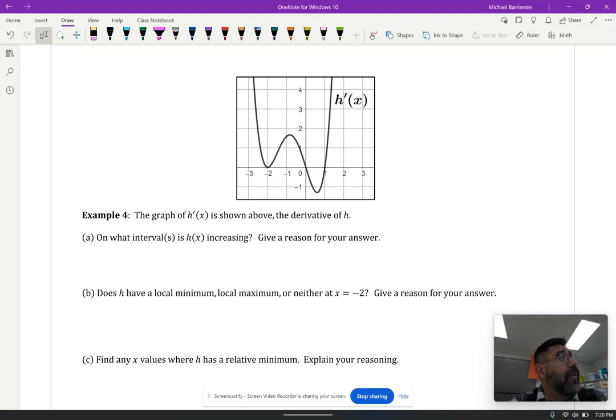All right, good people. Here we are to the last part for this section, and then we'll do some more of these in class the next time we meet up. Example 4, no more equation.